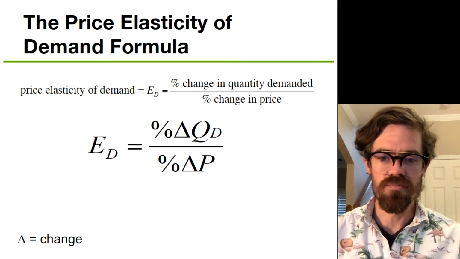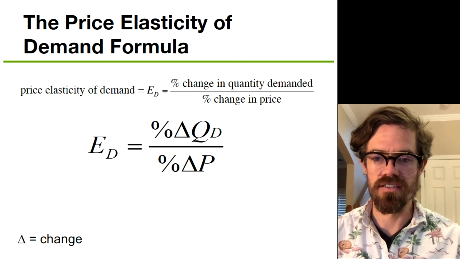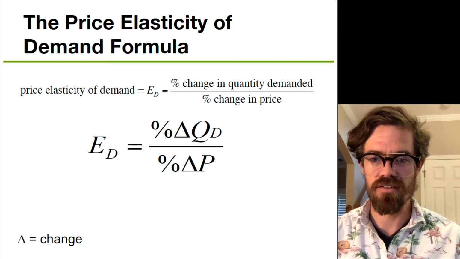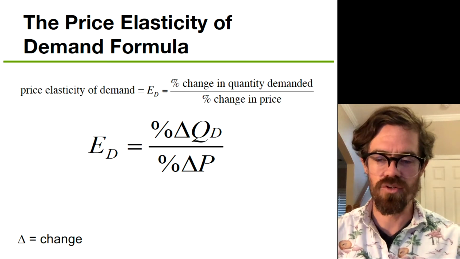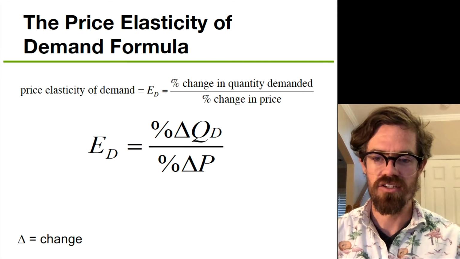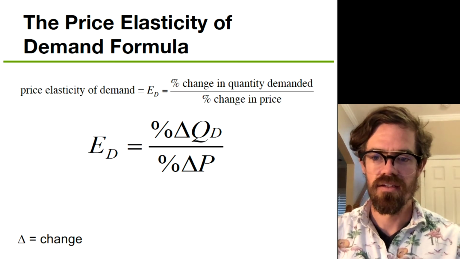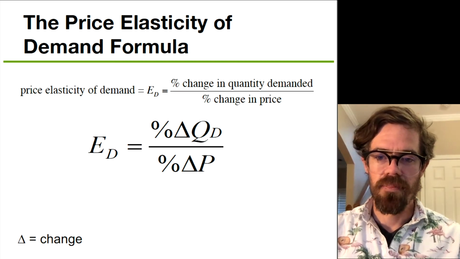A shorthand notation here is what we see in the large font formula. Of course, recall that the Greek letter delta means change. So for short form, we can write it as percent change in quantity demanded, QD, divided by percent change in price.